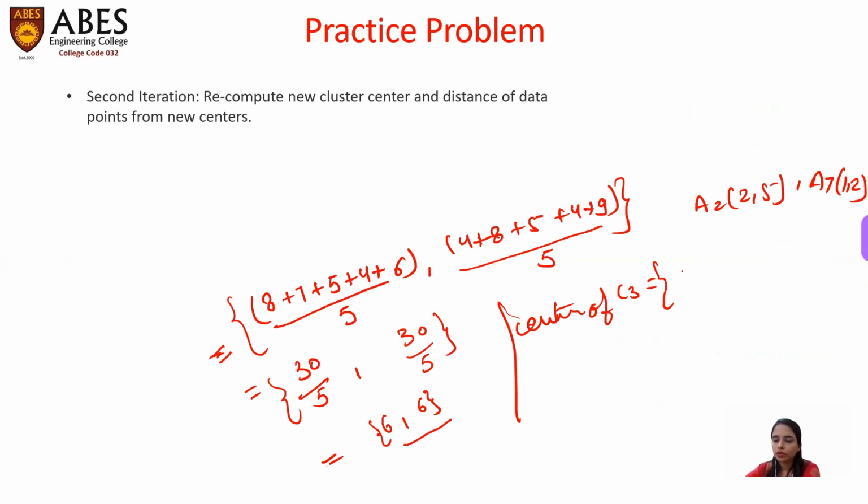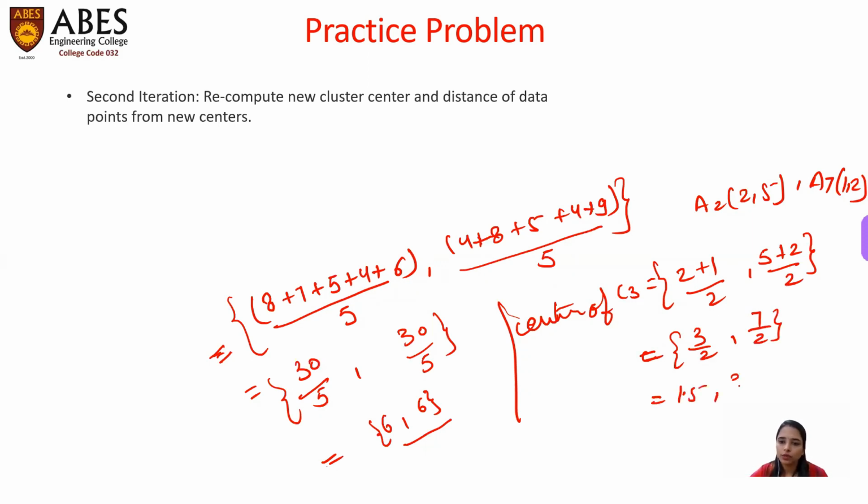So we will compute the new center of cluster 3 as 2 plus 1 divided by 2, 5 plus 2 divided by 2. So however many data points we have in our cluster, we will divide by the same number. Here we have 5 data points because we are taking the mean. That's why we have divided by 5. Here we have 2 data points in a cluster. That's why we are dividing by 2. So center of C3 is equal to 3 by 2, 7 by 2, which is 1.5, 3.5.